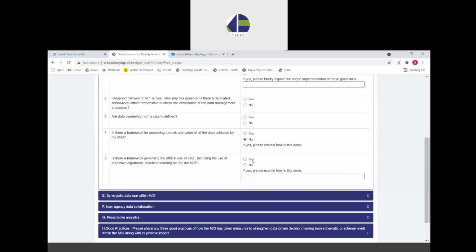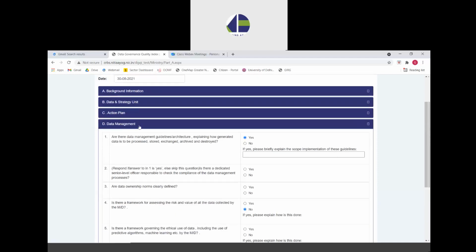So accordingly, the ministries can select yes or no depending on whether they have this exhaustive framework governing the ethical use, including use of possible technologies. And if they don't have such a framework, then they have to select no. And if yes, they can explain how this is done. So these are the 5 questions under data management at the ministerial level.